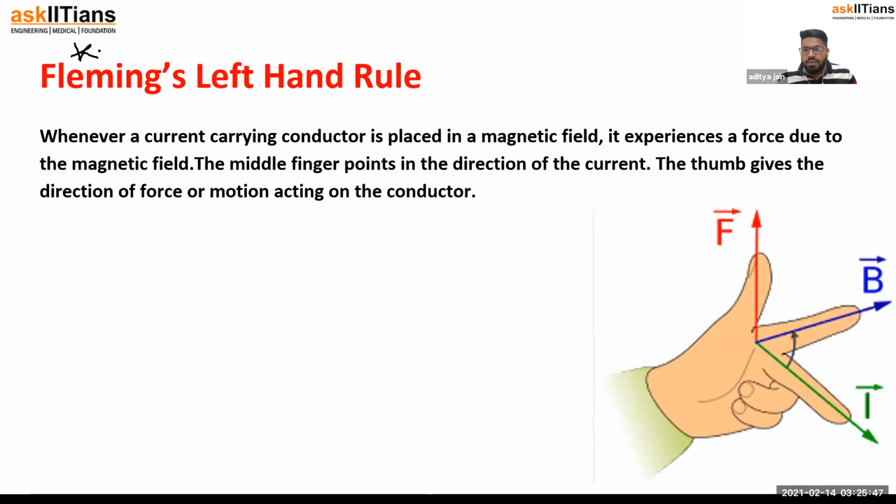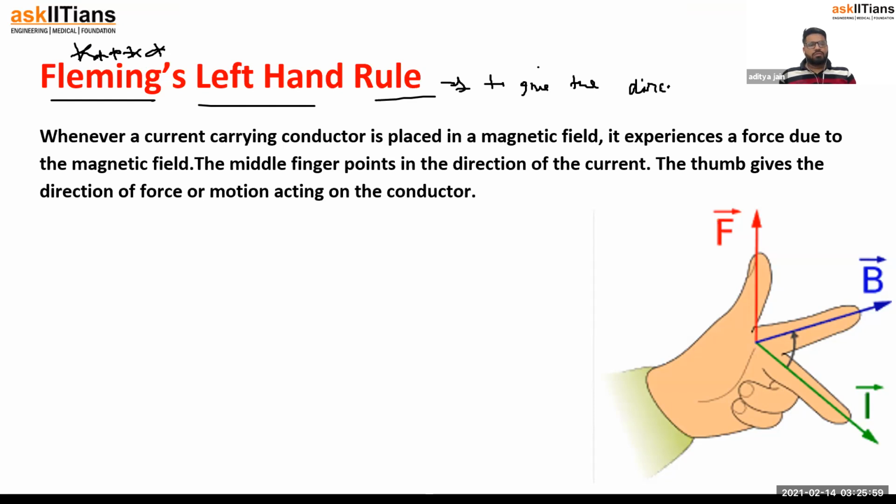Now this is an important rule, Fleming's left-hand rule. Fleming's left-hand rule is used to give the direction of magnetic force on a current carrying conductor. So this rule will give the direction of magnetic force. So what does that rule say?